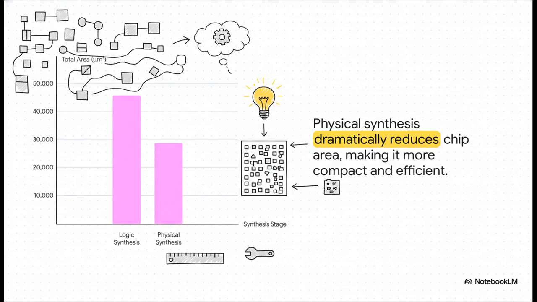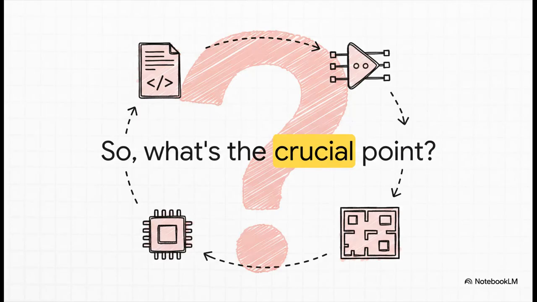You know, a huge goal of this whole backend process is just raw optimization. Look at this chart. It shows how the physical synthesis, the smart placement, and routing dramatically shrinks the chip's total area. And this isn't just about saving space. A smaller chip is cheaper to make, it uses less power, and it can run a heck of a lot faster.